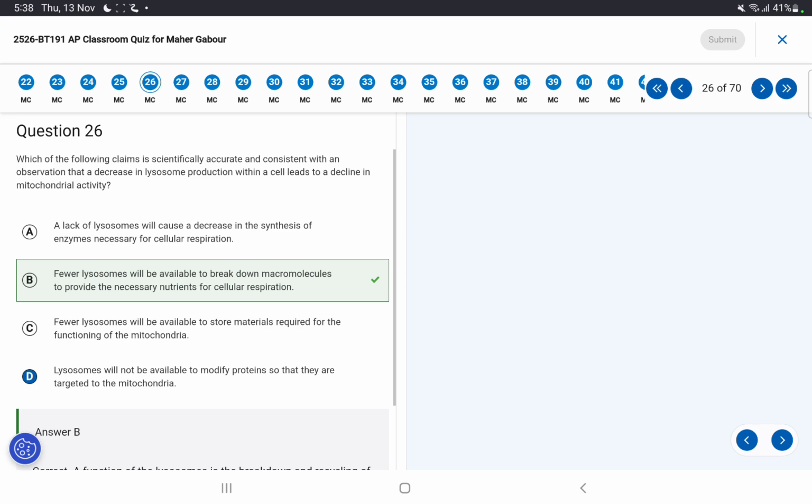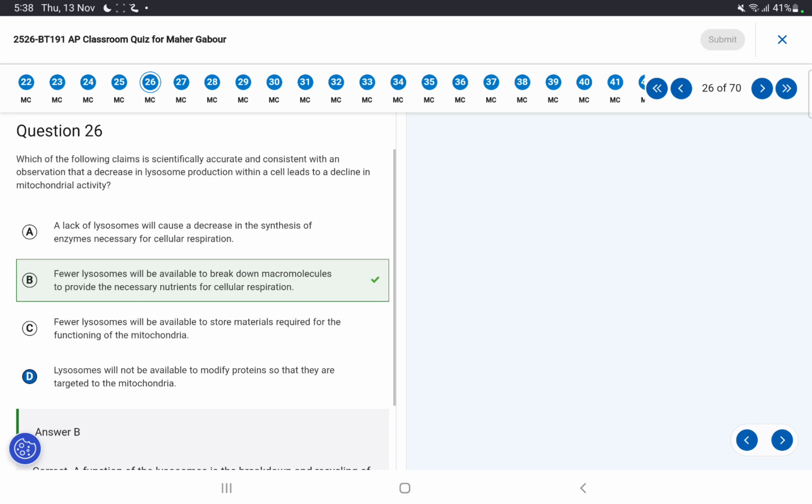Lysosomes digest things into nutrients, so it gives off the nutrients. This nutrient is beneficial to the mitochondria. The mitochondria actually needs these nutrients to undergo cellular respiration. With fewer lysosomes being produced, there will be fewer lysosomes to actually break down the macromolecules and provide the necessary nutrients for the cellular respiration that the mitochondria undergoes.